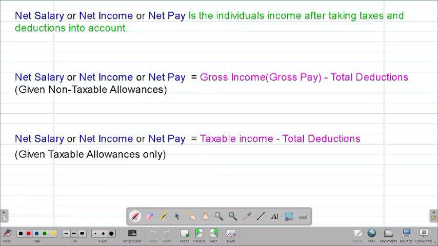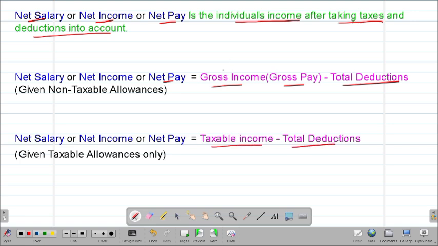Then we also look at the last aspect, which is called the net salary, also called the net income or the net pay. So net salary is simply the individual's income after taking taxes and the deductions into account. So we are saying that the net salary or the net income, also called the net payee, can be given by the gross income, also called the gross payee. Then you less the total deductions. Then net salary or net income or net payee is given by taxable income. Then you less the total deductions.